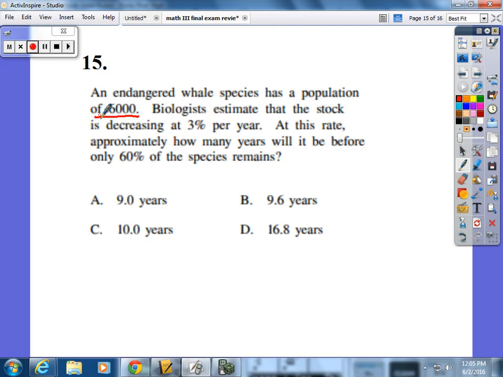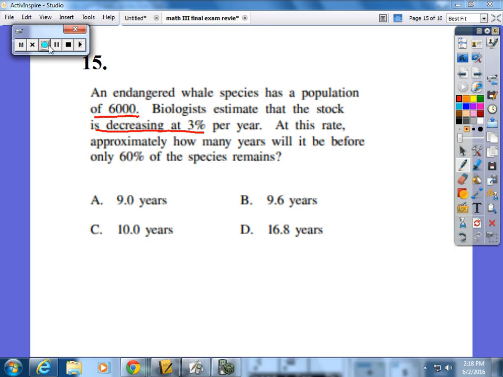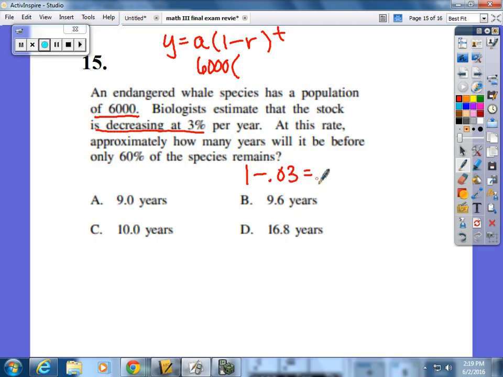population is 6,000 to start with. It's decreasing by 3% per year. Okay, so we're still trying to figure out how long it will be before 60% of the species remains. This is an exponential decay function, so it's going to be the equation y equals a times 1 minus r to the t, where a is the beginning amount, y is the ending amount, and r is your rate of decay. T is time, which is what we're going to be solving for. So in this problem, a is our beginning amount, so that's 6,000. And then 1 minus r, so 1 minus 0.03 will be 0.97.